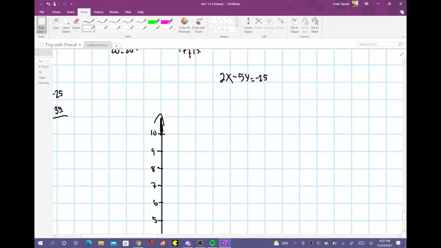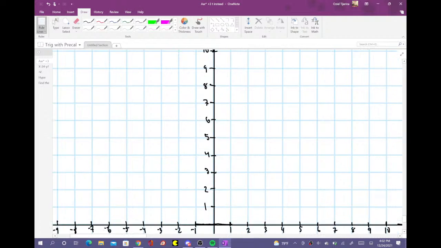I'm gonna solve my equation for y, so I'm gonna subtract 2x on both sides. So then this gives me -5y equals -2x minus 25, not plus. It's minus 25. And then divide both sides by -5. So then you get y equals 2/5 x minus 5, right? Or sorry, plus 5. So it should be 2/5 x plus 5.